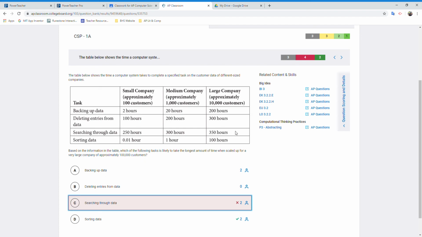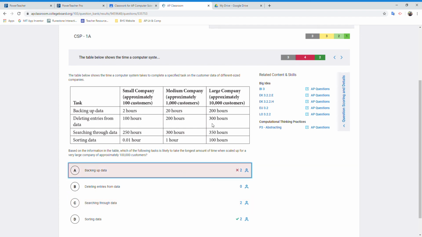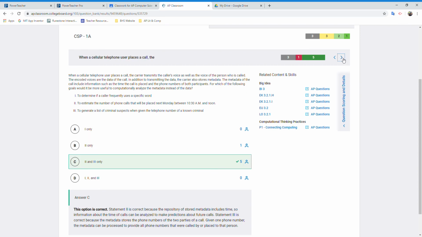Searching through data is only going to be 400 hours. It's not my biggest value. And backing up data, it's going to be 2,000 hours. Compared to 10,000 hours for sorting, it's not anywhere near it. So that's why that works out that way. Let's take a look at the next question.